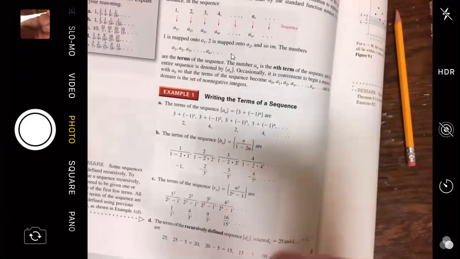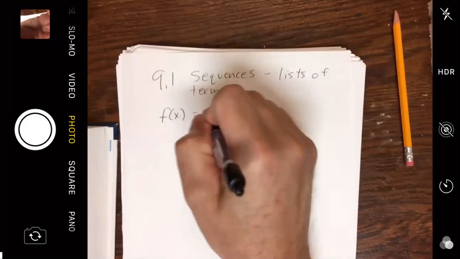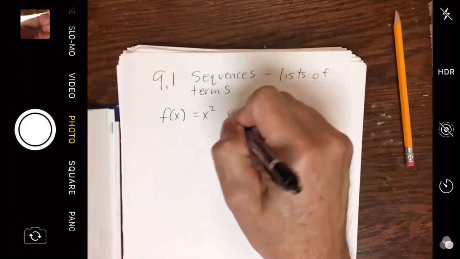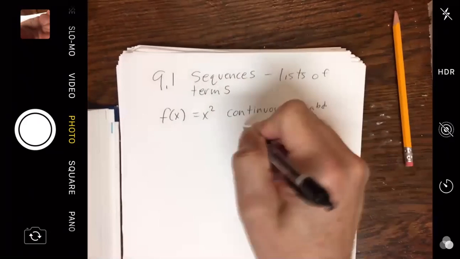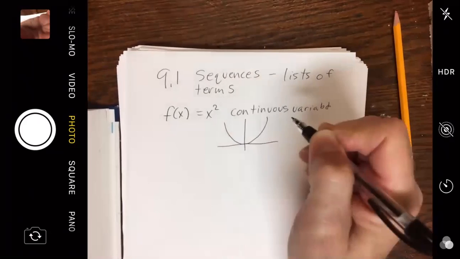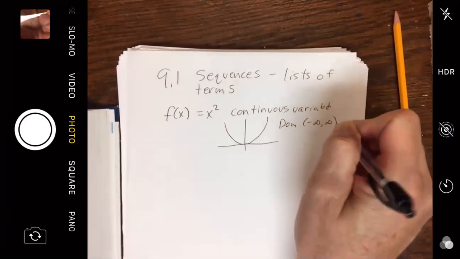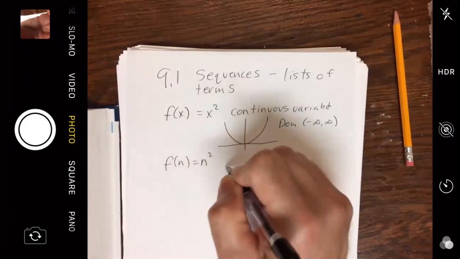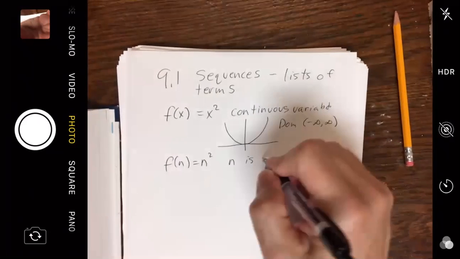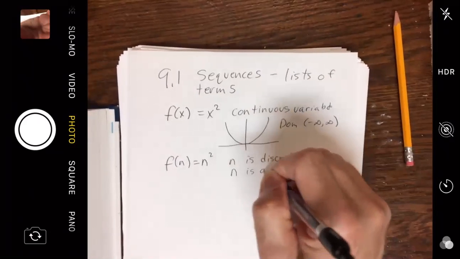Notice we're using n. x is used for continuous variables. Point this out: when we use what you're used to, f of x, say x squared, that's a continuous variable. You can graph it. You probably know it's a standard parabola. Your domain is minus infinity to infinity. But when I go f of n is, say, n squared, n is called discrete. This is really the beginnings of discrete math. Discrete, meaning n is an integer.